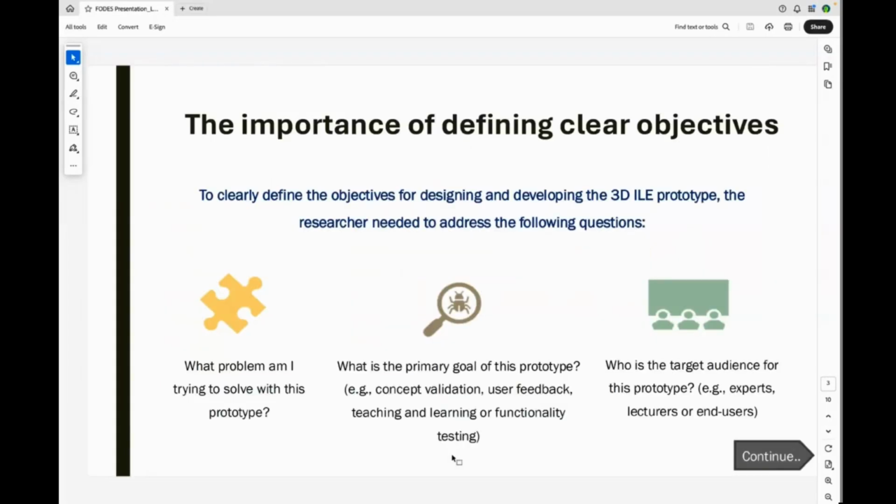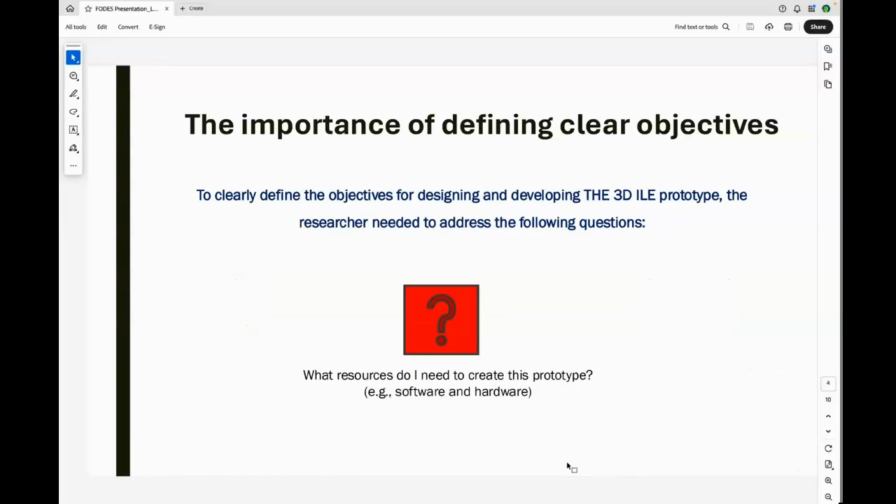So the first lesson is the importance of defining clear objectives. For me to define clear objectives, I had to answer the following questions: What problem am I trying to solve with this prototype? What is the primary goal of this prototype? Am I trying to validate a concept? Is it about teaching and learning or its functionality? And also, who is the target audience of this prototype? And the last question that I had to answer was, what resources do I need to create this prototype?